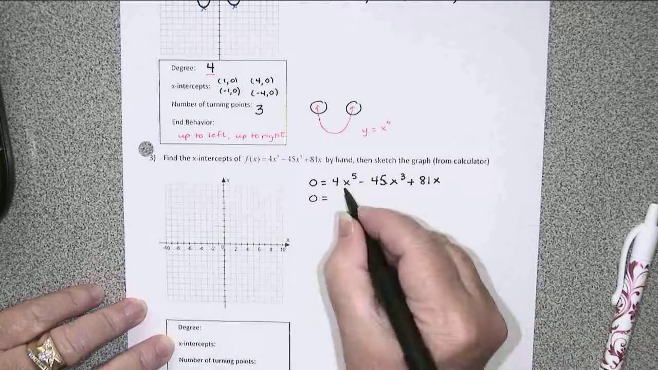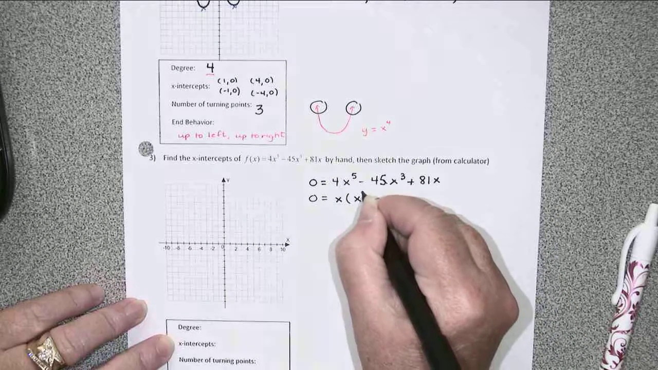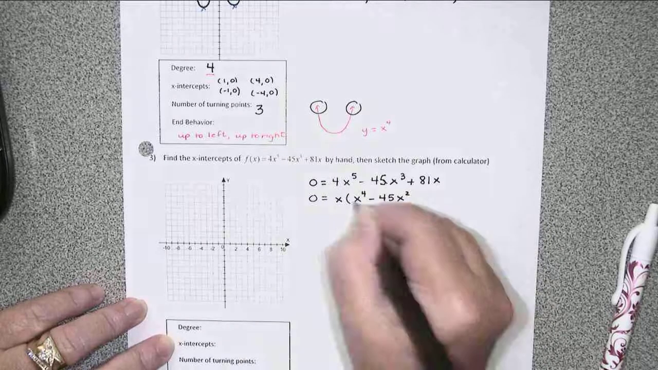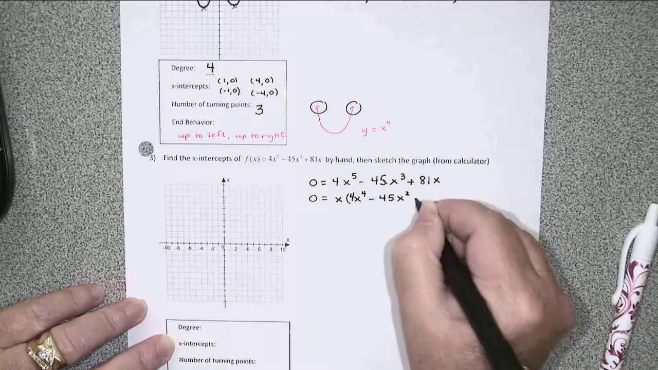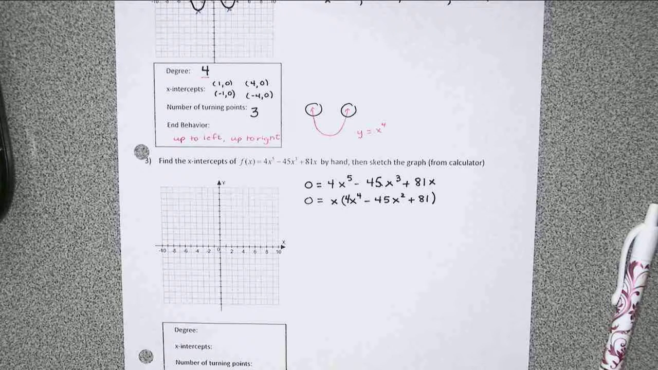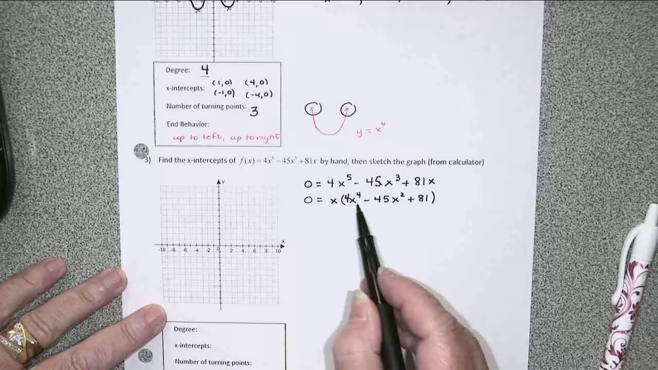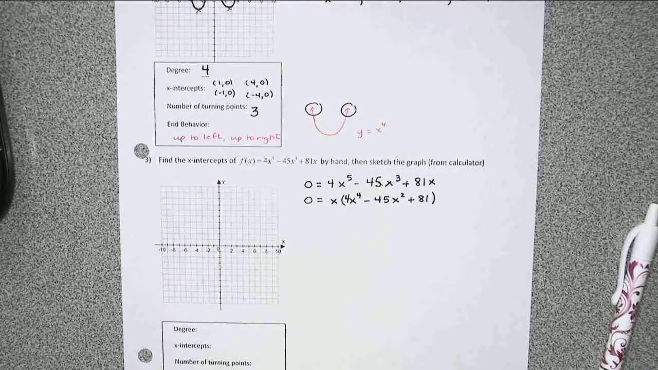I'm noticing that I could factor out an x here. Oh, sorry, there's a 4 in front of there. 4x to the 4th minus 45x squared plus 81. And this one's going to take a little bit of work. It's possible that I could use a quadratic form, x to the 4th and x squared. Notice the doubling of the power from the middle to the left. So it's probably quadratic form, and I may be able to factor it.